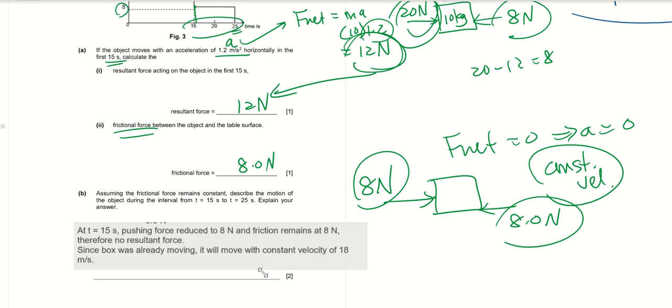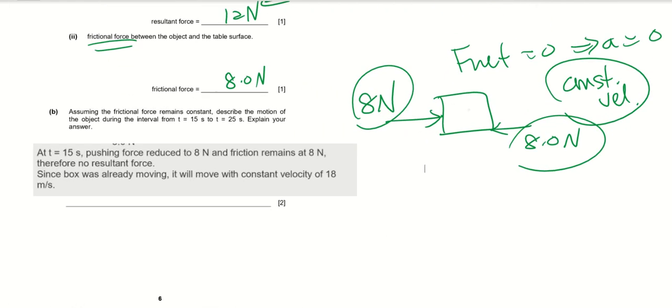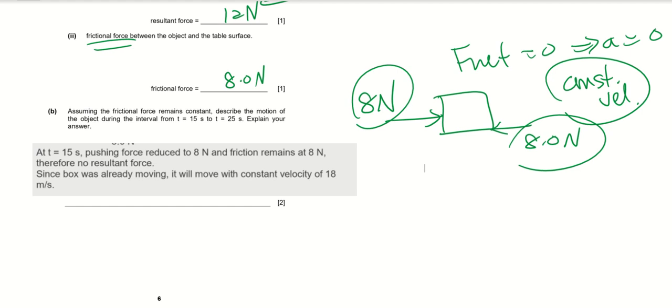So please draw your free body diagram. Let me see how many of you draw free body diagram during the WA exam. So at 15 seconds, pushing force reduced to 8 Newton, friction force remains at 8 Newton. Therefore, no resultant force, right? You can see very clearly from the free body diagram. Since the box was already moving, it will move with constant velocity of 18 meter per second.